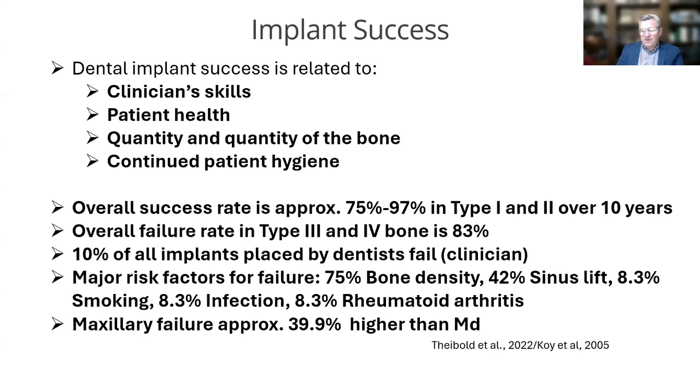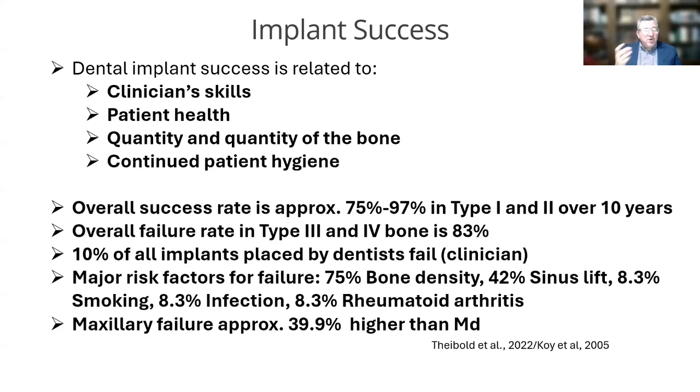These are some numbers that put everything into perspective. The overall success rate of implants is approximately 75 to 97% in type 1 and type 2 bone over 10 years. So the implants are generally very successful. Overall failure in type 2 or type 3 and type 4 bone is 83%. Now that's because they didn't do a graft, they put it in and didn't worry about it, they covered it up or they loaded it too soon.